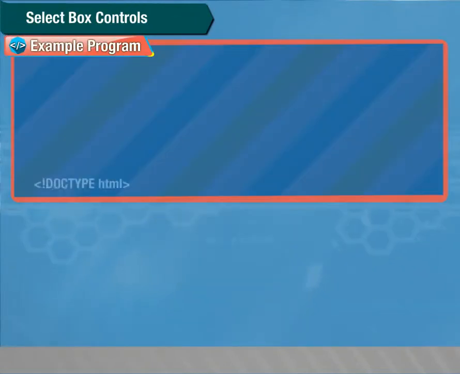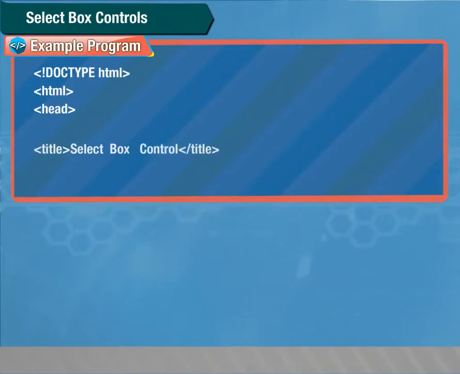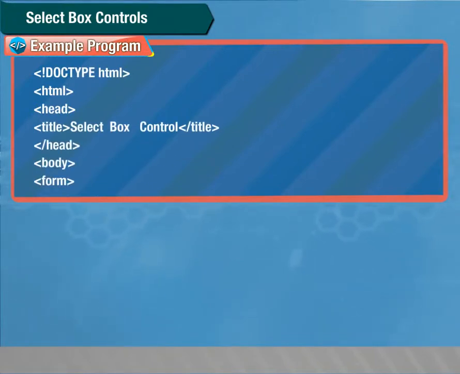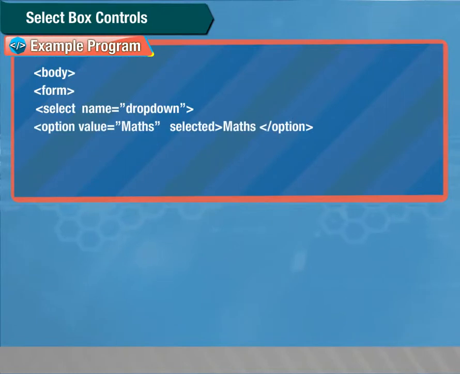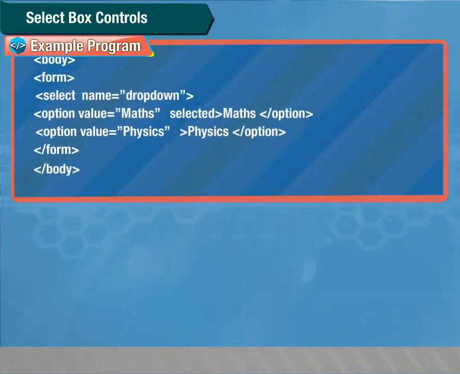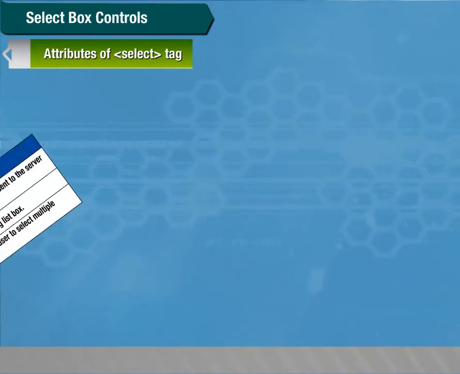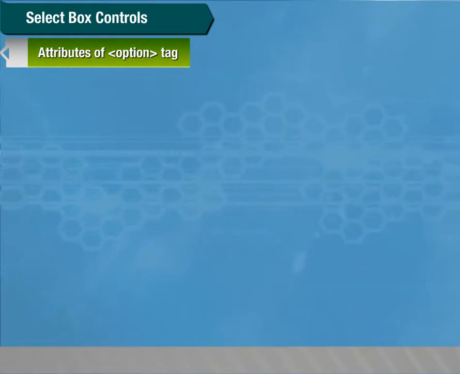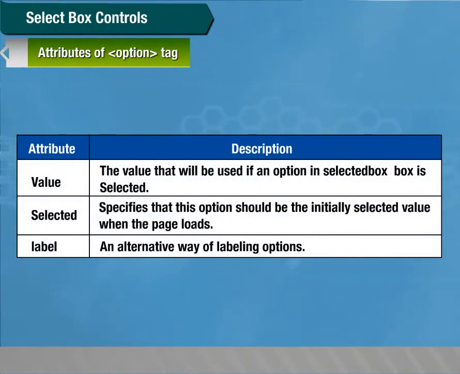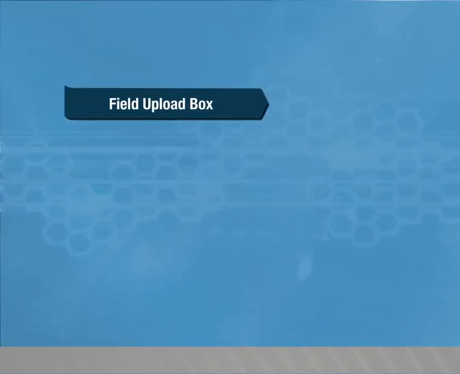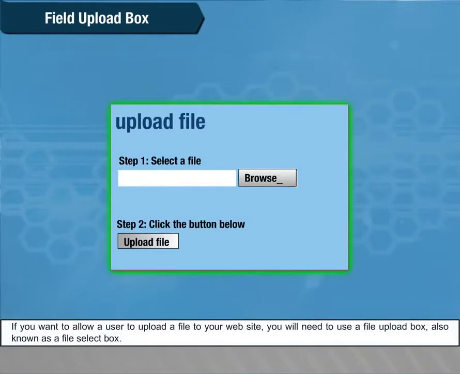Now we can see the example program of select box control. The output of this program is shown in screen. Attributes of select tag. Attributes of option tag. File upload box. If you want to allow a user to upload a file to your website, you will need to use a file upload box, also known as a file select box.